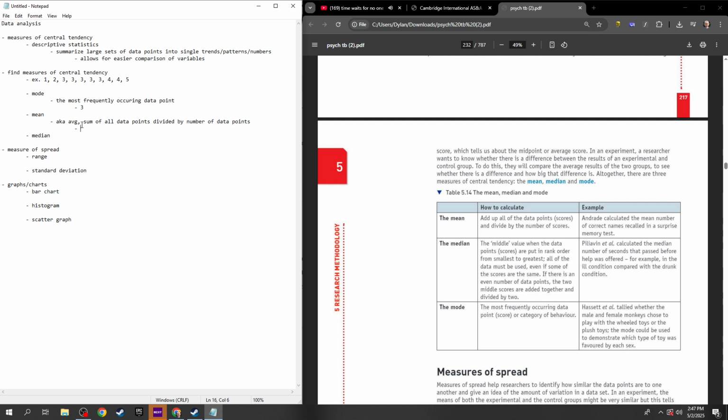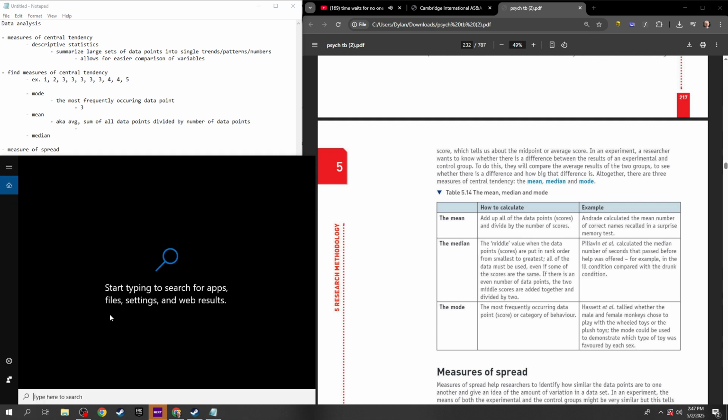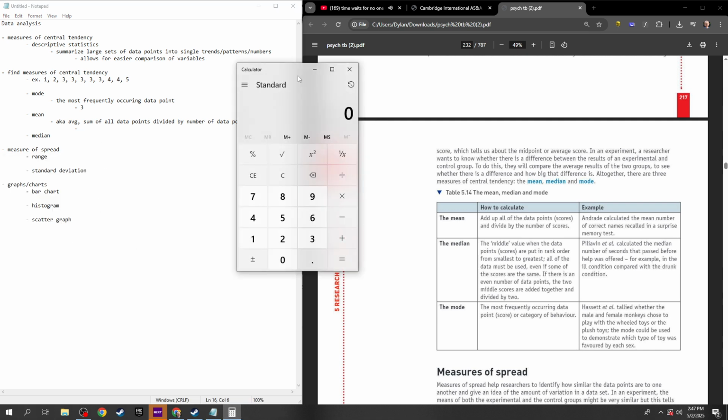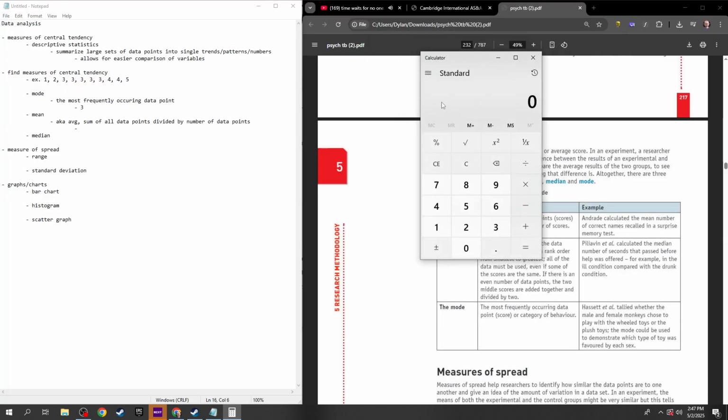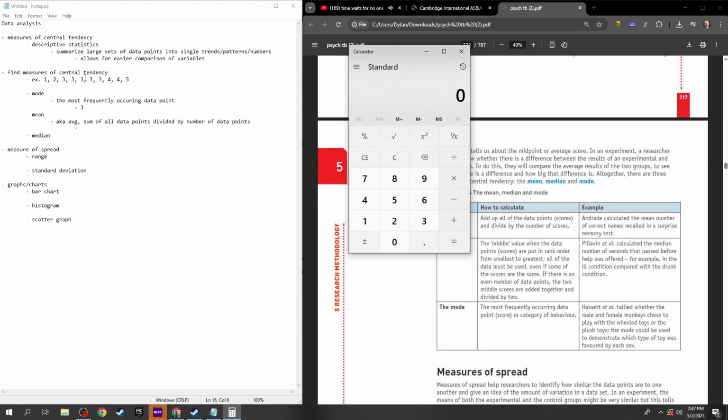So, the mean, the average, is the sum of all data points divided by the number of data points. Sum means everything added together, right? So, how do we calculate that? We take out a calculator. There we go. Whoa, that's a bit big. So, we have all of our data points here.